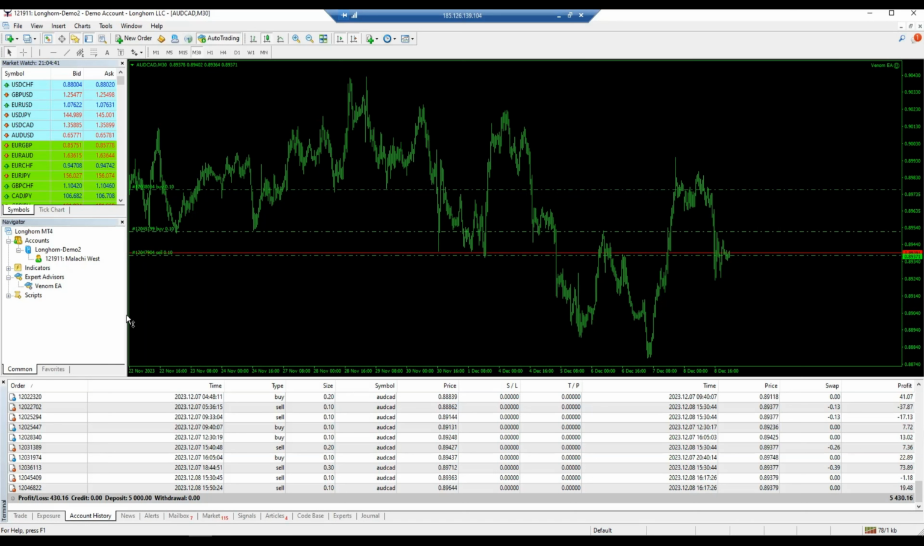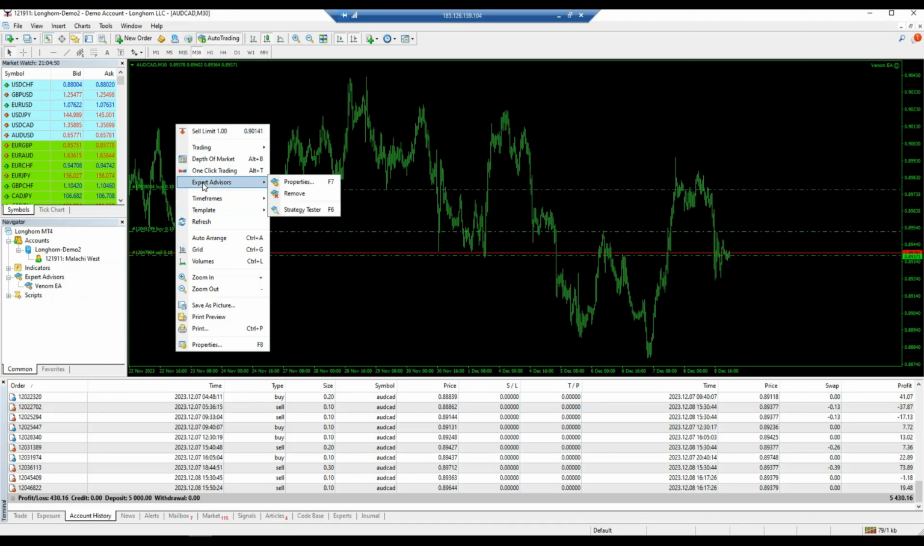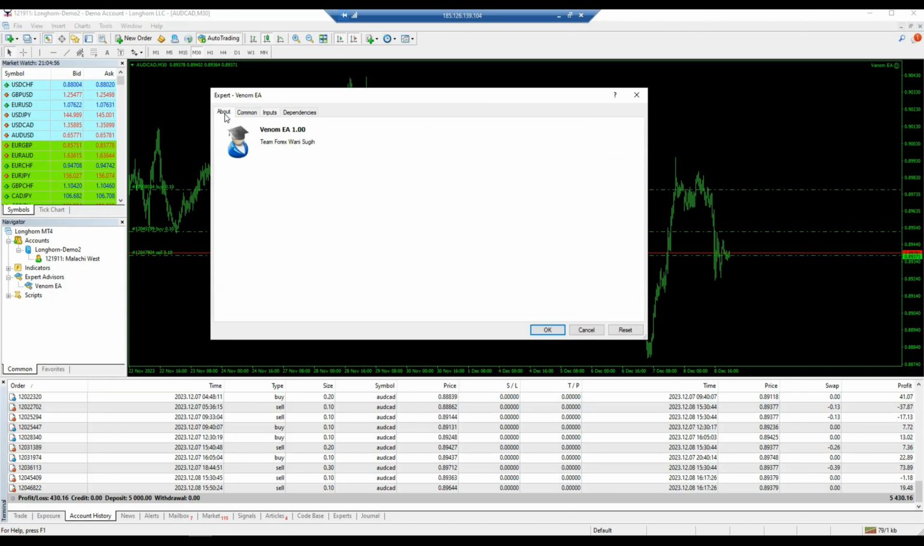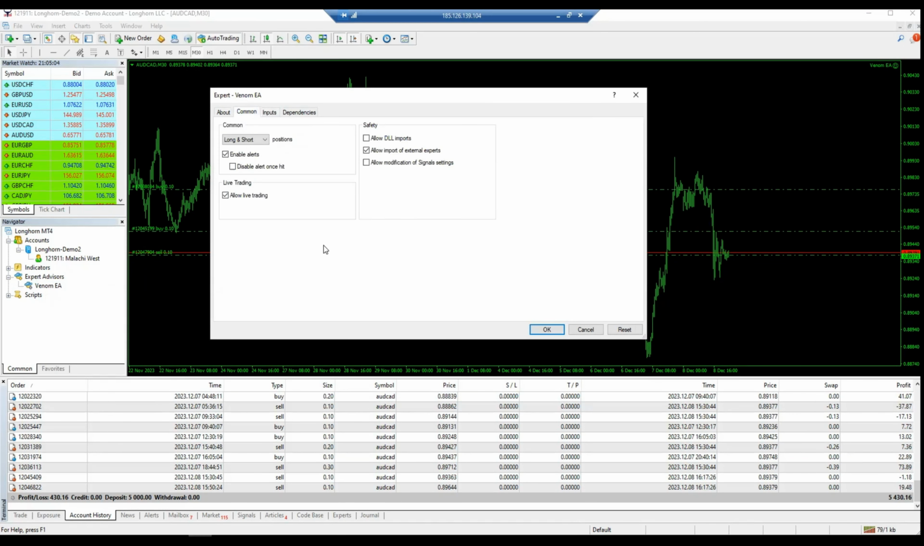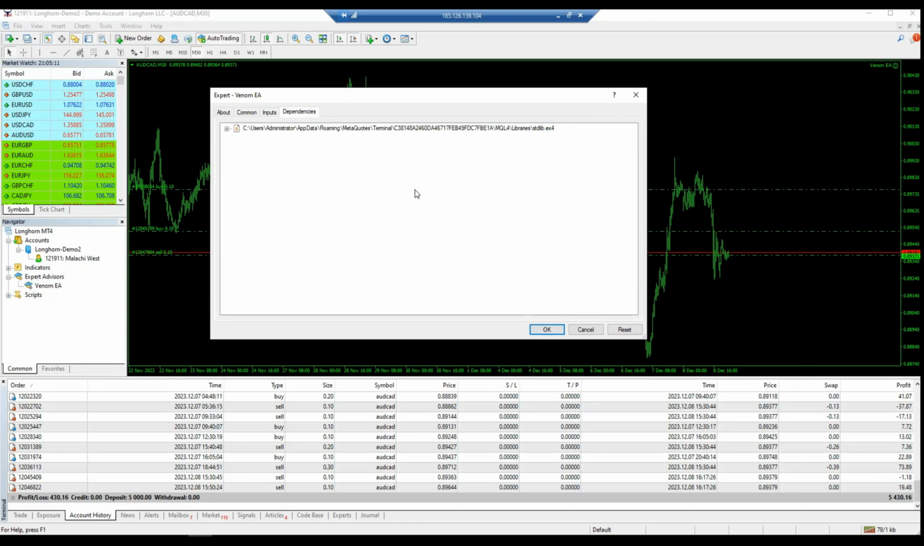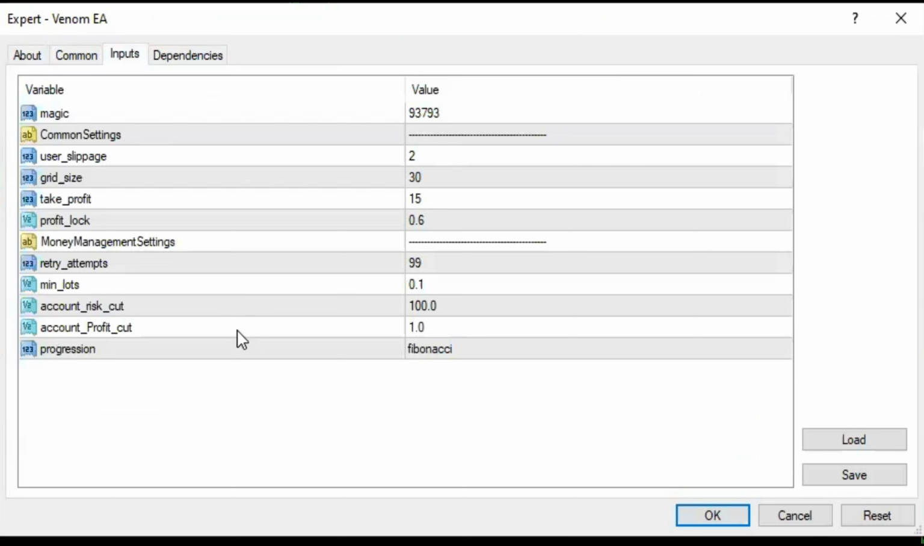So next, what is the Venom Expert Advisor? Let's look at what properties we can use here. Venom Expert Advisor, EA 1.0, Team Forex Wani Su, all the basic settings, and dependencies are simply where it's stored in my library. Inputs: it's got a magic number, common settings, user slippage, grid size.